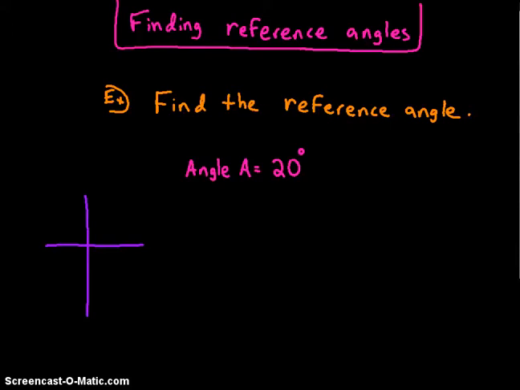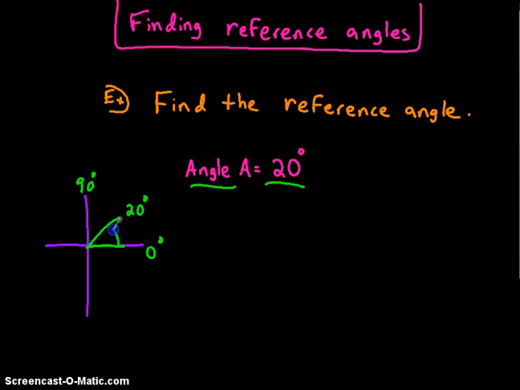Finding reference angles. To find a reference angle, first of all, if angle A is 20 degrees, you have to think about what the angle is. Angle A being 20 degrees, we know that's going to be in quadrant 1. So this would be angle A, that would be 20 degrees. All right, because remember, quadrant 1 was between 0 and 90 degrees. So that's angle A. My reference angle, everything in quadrant 1 has the same reference angle.